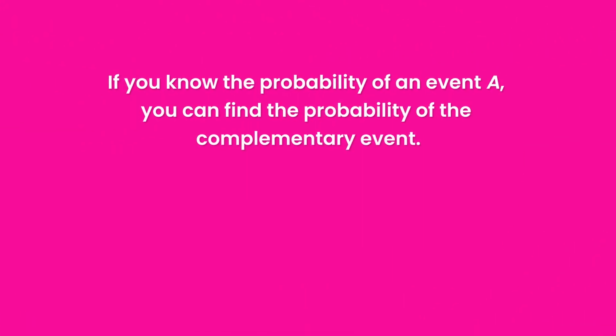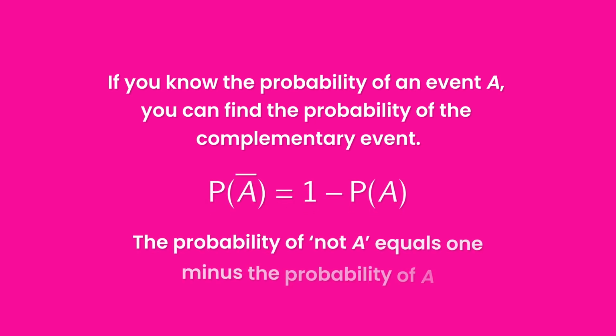If you know the probability of an event A, you can find the probability of the complementary event. The probability of not A equals 1 minus the probability of A.